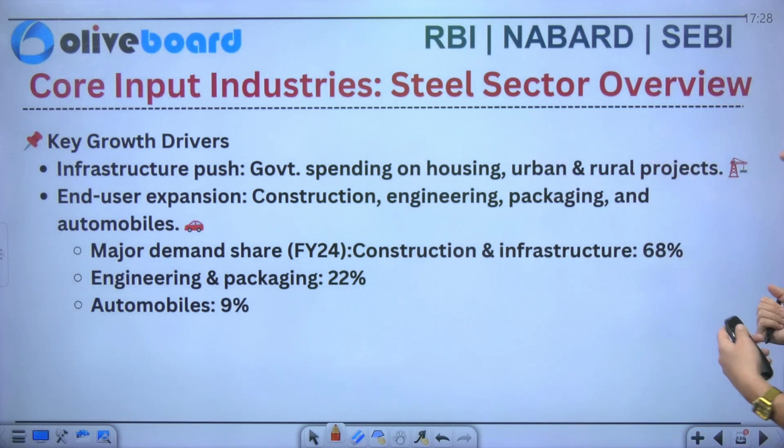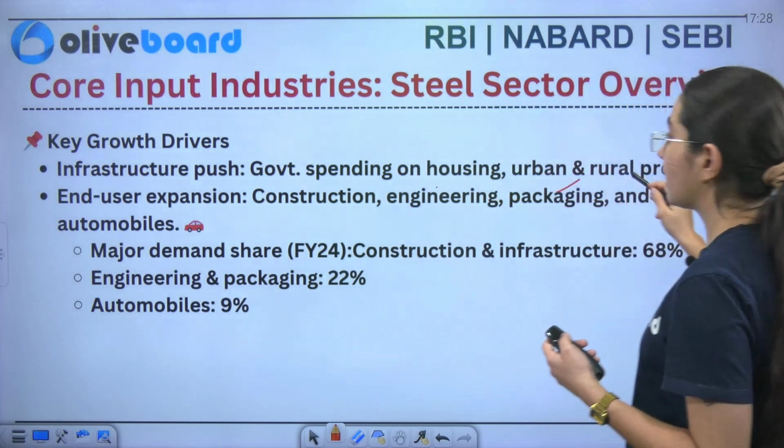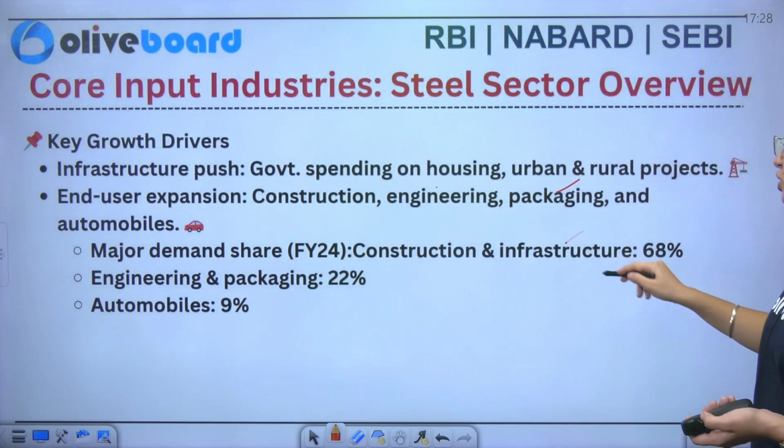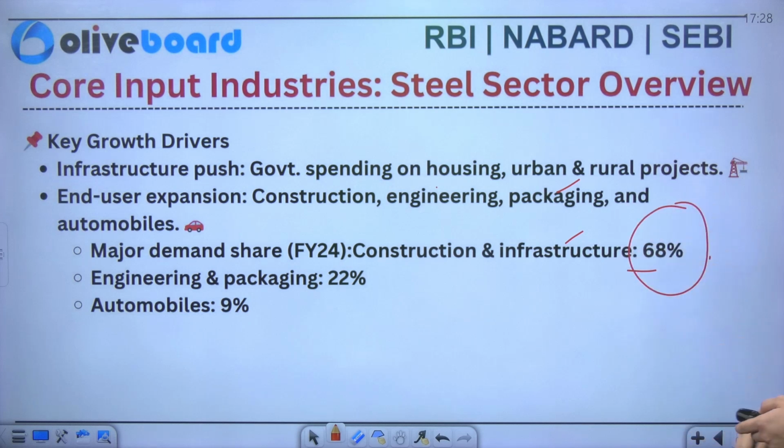If I talk about end user production expansion, there are construction, engineering, packaging, as well as automobiles. The major demand share includes construction as well as infrastructure at 68%. Engineering and packaging include 22%, and automobiles include 9%.